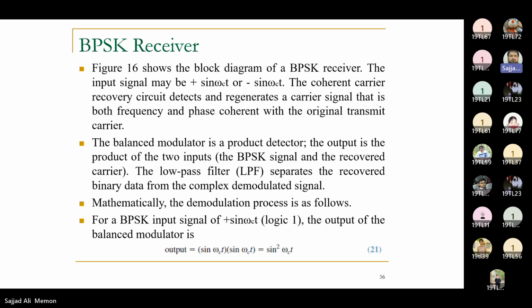So the balanced modulator is a product detector. The output is the product of two inputs, the BPSK signal and the recovered carrier. The low pass filter separates the recovered binary data from the complex demodulated signal. Mathematically, the demodulation process is as follows.